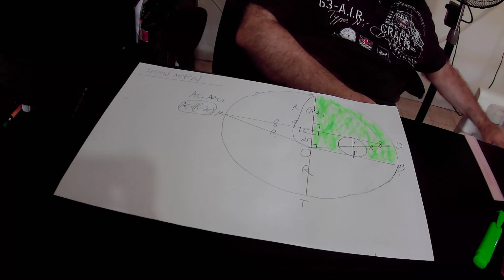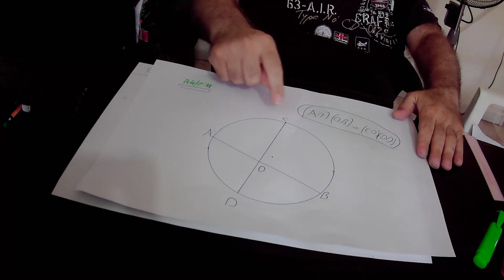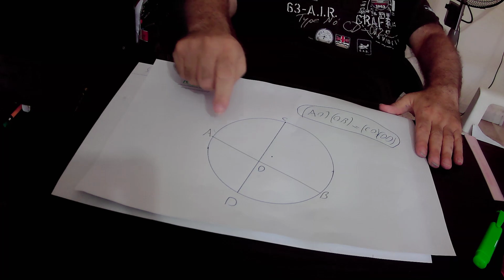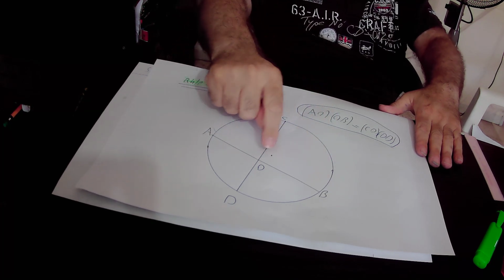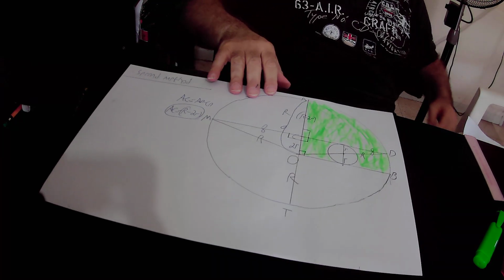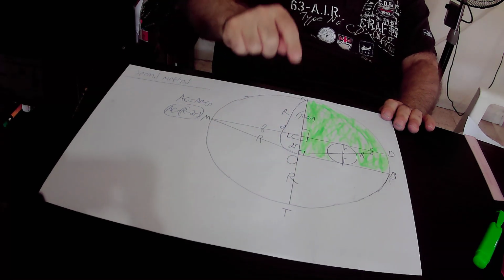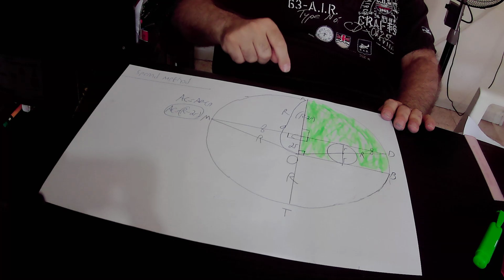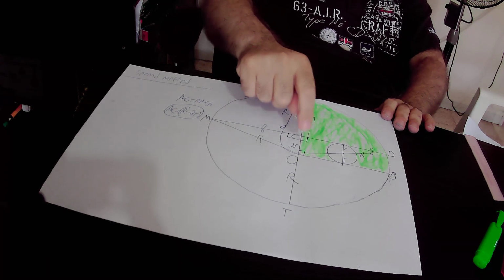According to rule number 11, if we have chord AB that intersects with chord CD at point O, then AO times OB equals CO times OD. You can implement rule number 11 in our drawing, because in our drawing we have chord AT that intersects with chord MD at point C. Therefore, according to rule number 11, we get that MC times CD equals AC times CT.